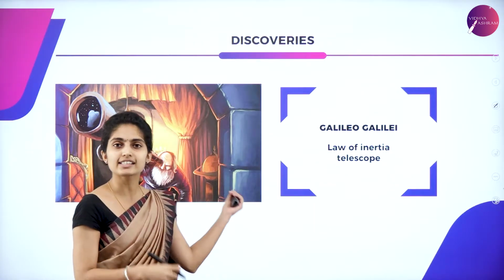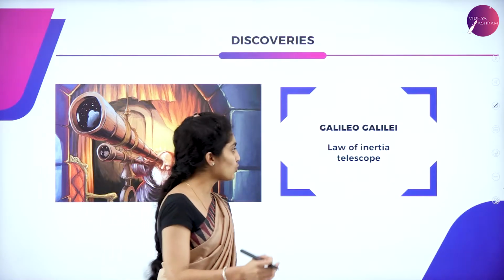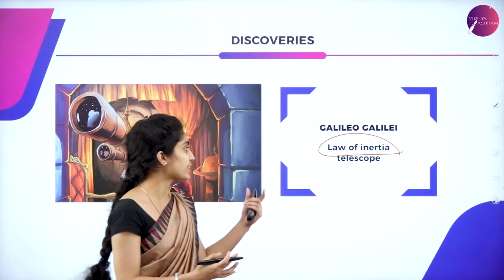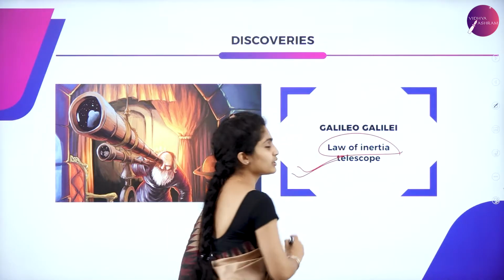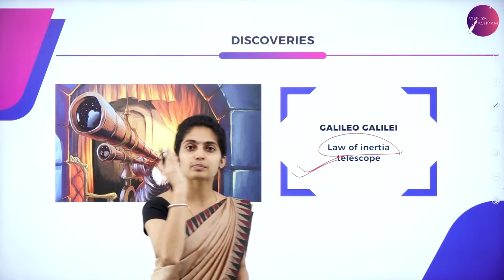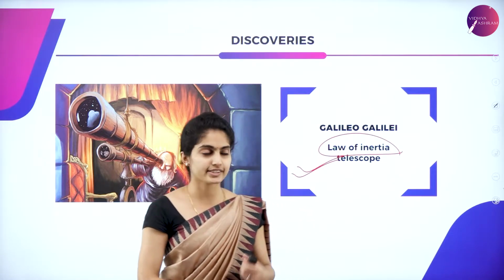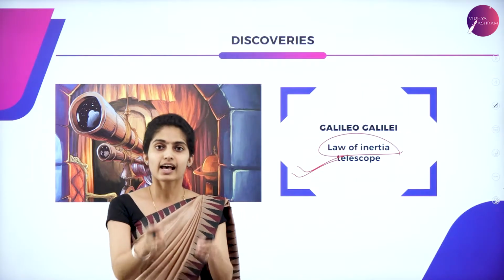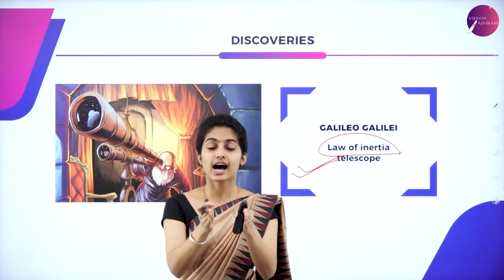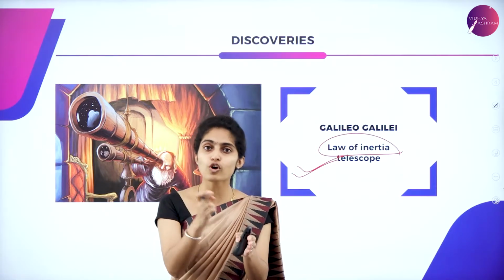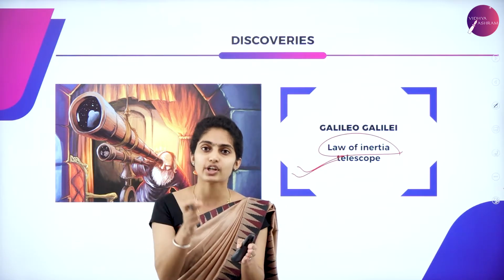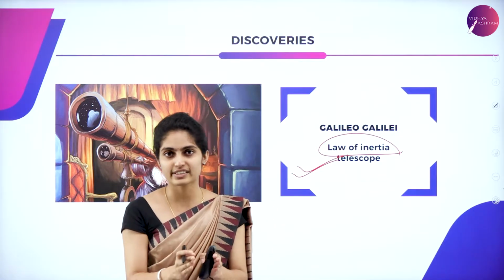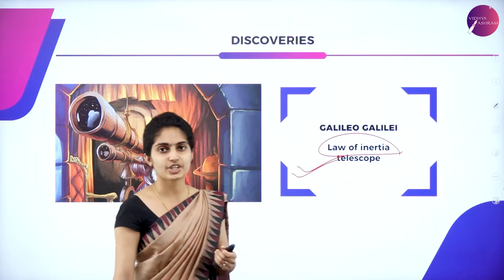So the next is Galileo Galilei. What did he do? He founded the law of inertia as well as the telescope, which is the one which is used to observe distant objects. So what does this law of inertia state? An object is at rest until an external force acts upon it. Until an external force acts upon it, the object is at a state of rest. That is nothing but the law of inertia.